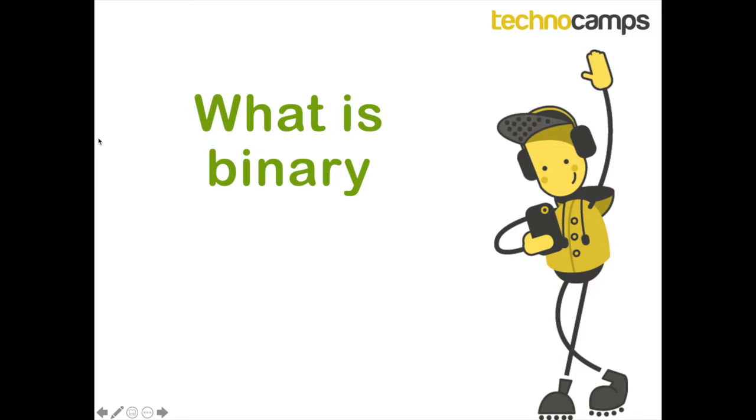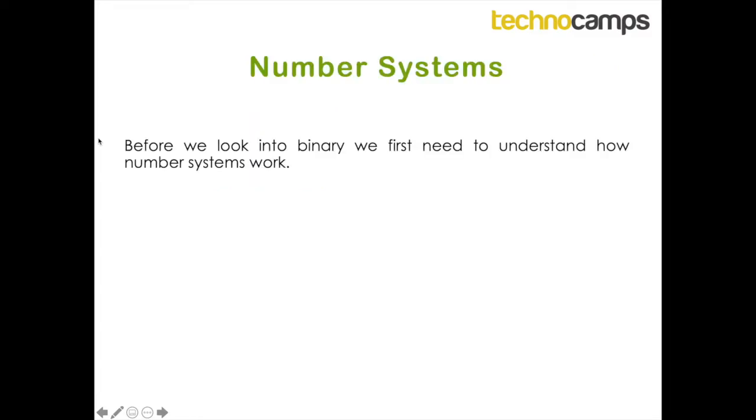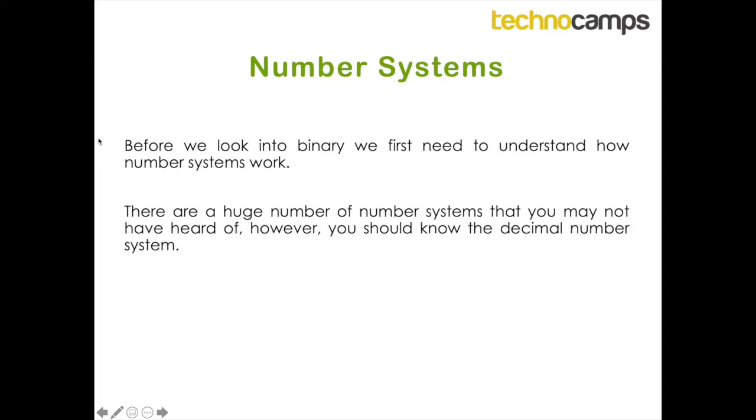Now, before we look at what binary is, we first need to understand how number systems work. There are a huge number of number systems that you may not have heard of. However, you should know the decimal number system. The decimal number system is the number system that you use in your daily life. It consists of these digits displayed, and you use them for mathematical calculations.